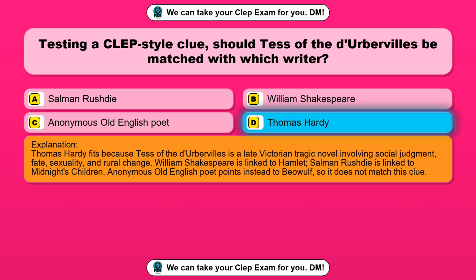Thomas Hardy fits because Tess of the D'Urbervilles is a late Victorian tragic novel involving social judgment, fate, sexuality, and rural change. William Shakespeare is linked to Hamlet, Salman Rushdie is linked to Midnight's Children. Anonymous Old English poet points instead to Beowulf, so it does not match this clue.